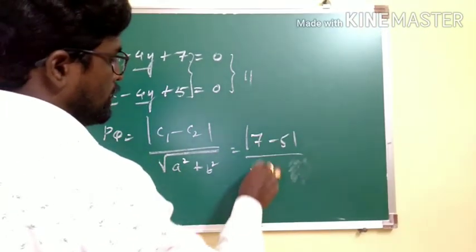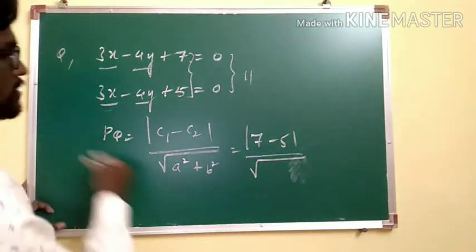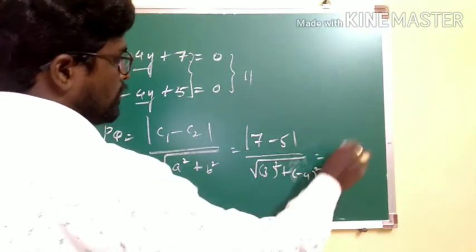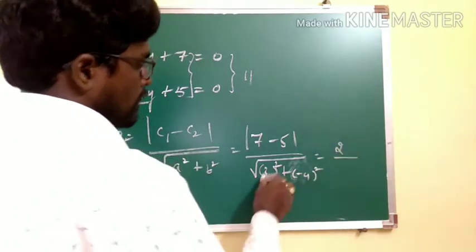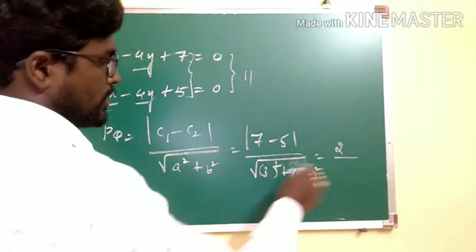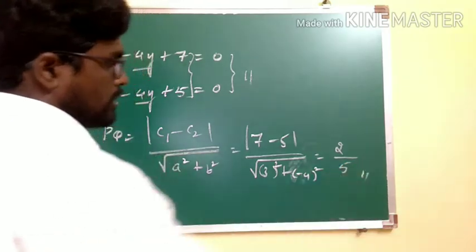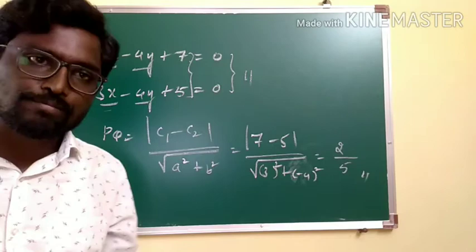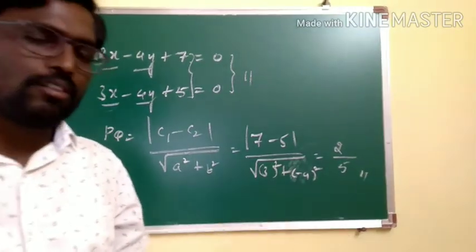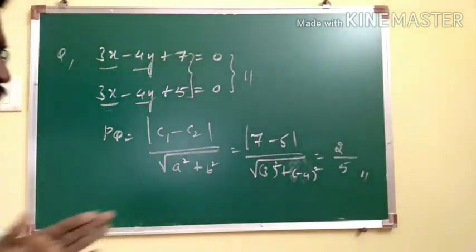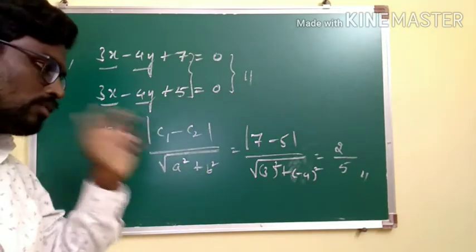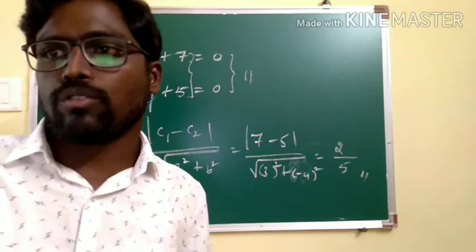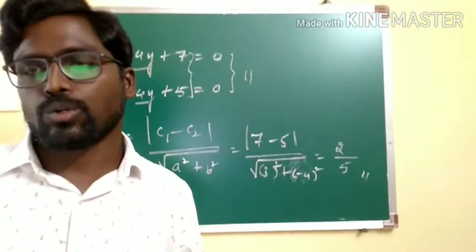So mod 7 minus 5 by root a square plus b square, meaning 3 square plus minus 4 whole square, which is equal to 2 by root 3 square plus 4 square, that is 16 plus 9, 25. Root 25 is equal to 5. Therefore, the distance between the two given parallel lines is 2 by 5. Very simple, but you are supposed to recall the result we have derived, so that without wasting time you can conclude the problem.